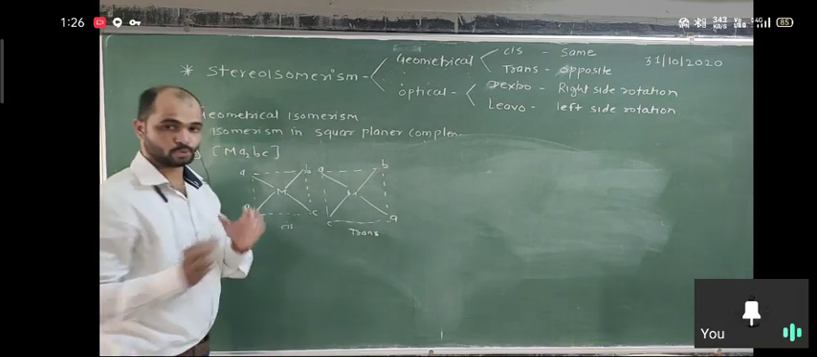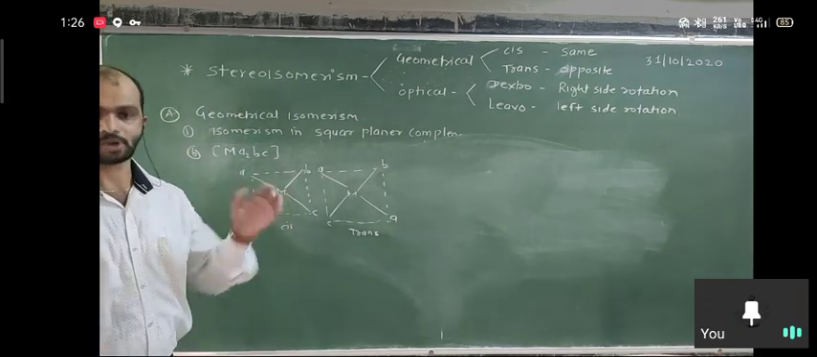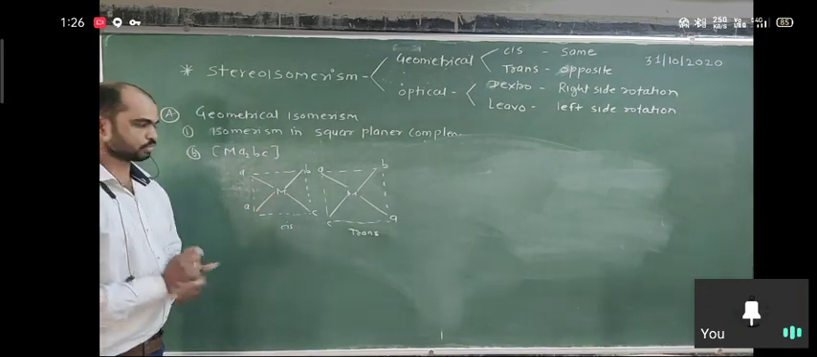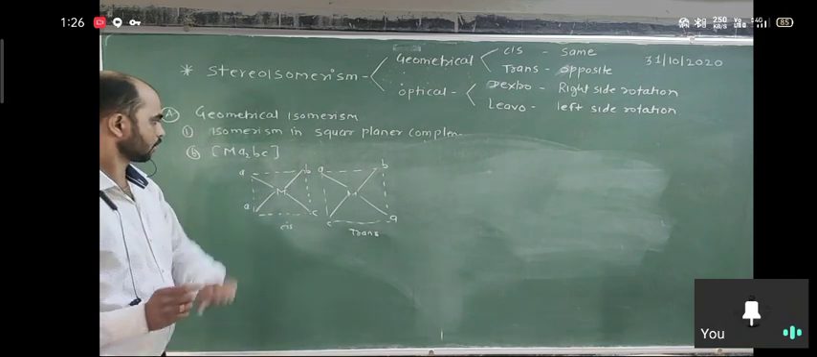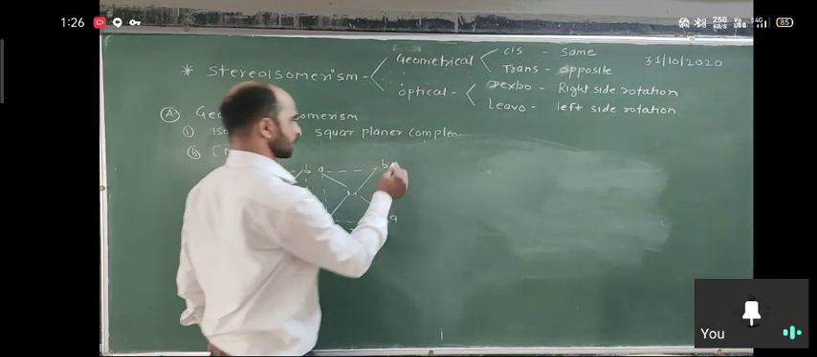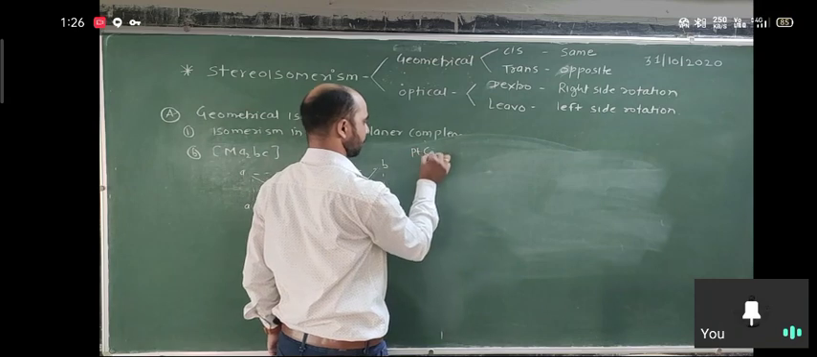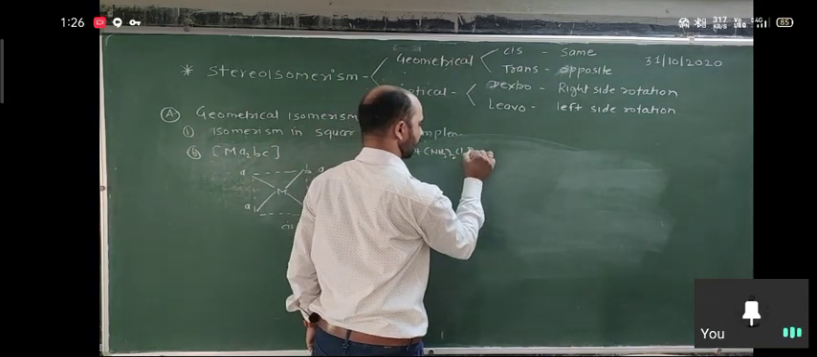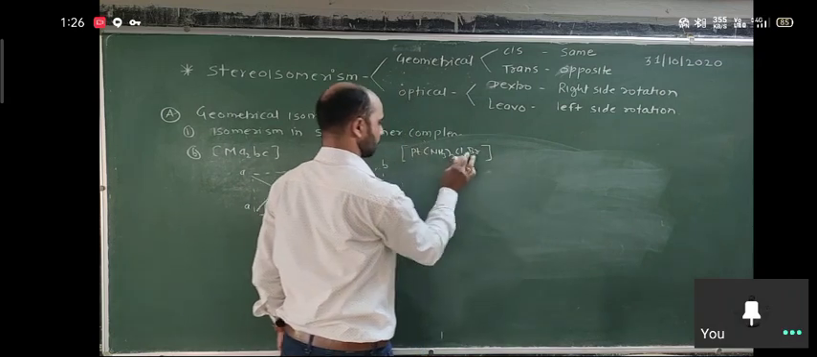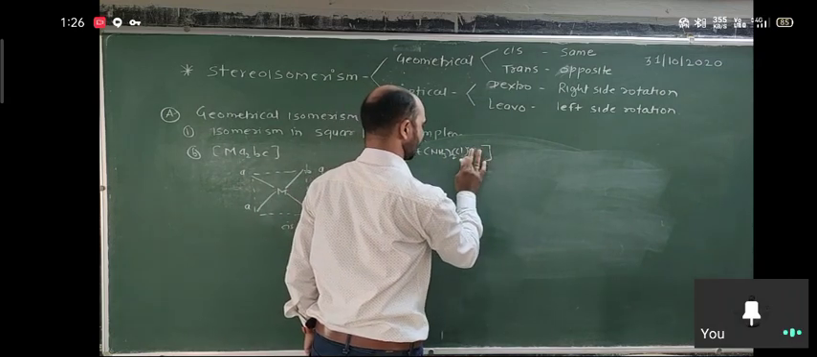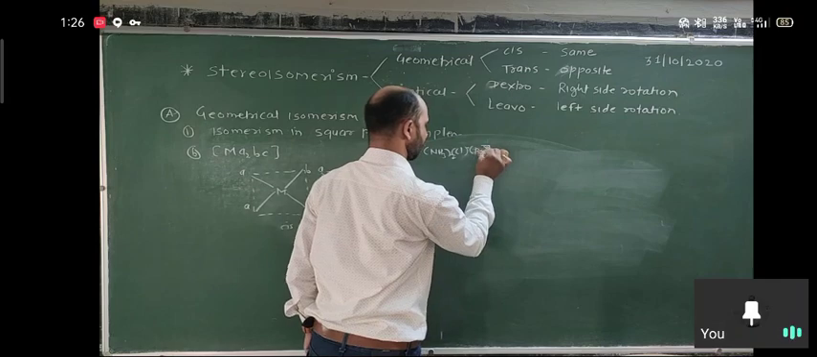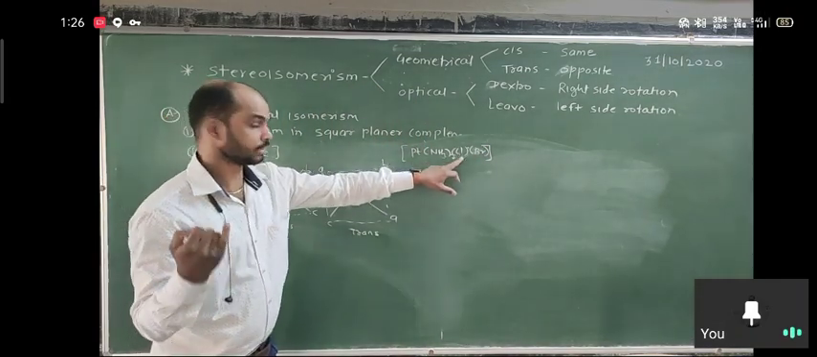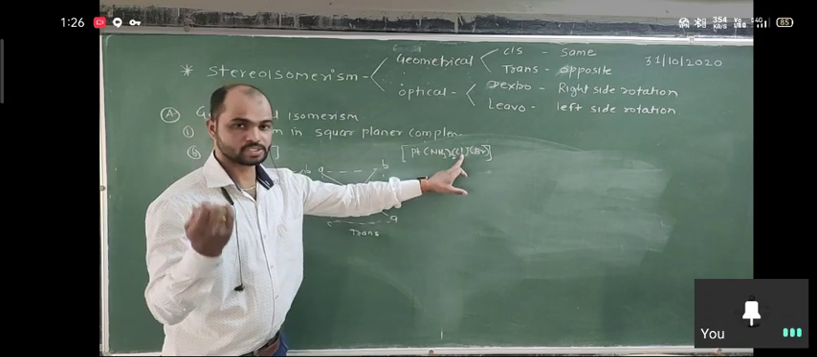If you know the cis and trans isomers in organic chemistry for alkenes, you will understand here also. Okay, cis and trans. We consider the same example here: Pt(NH3)2 Cl Br. That means NH3 is the first ligand, and there are two other ligands, one Cl and one Br.